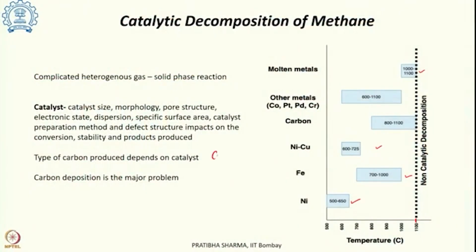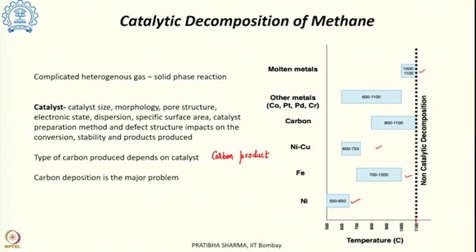how much will be the conversion of reactants, what will be the thermal stability of the catalyst, and the selectivity towards the product, the yield of hydrogen which is obtained in the process, and which type of carbon will be produced in the process also depends upon the catalyst. It is important here because the carbon product which is obtained can itself be used. So the byproduct in the process can be used for various applications.